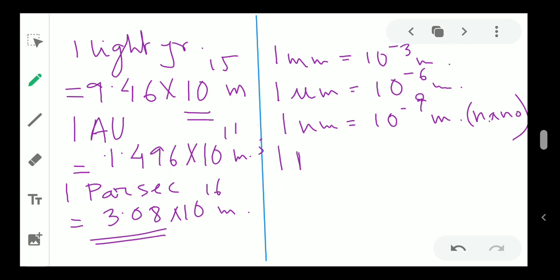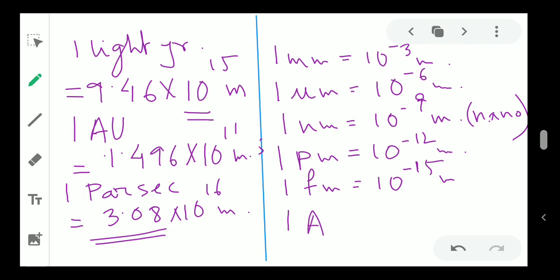Okay, then we have picometer, 10 to the power minus 12 meter. Then we have Fermi, 10 to the power minus 15 meter. But one more interesting thing we have skipped here, which is used in a huge way, that is angstrom, 10 to the power minus 10 meter. So basically these things are important: Fermi, angstrom, nano, micro. These are mainly very important.